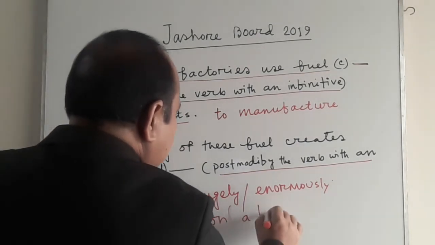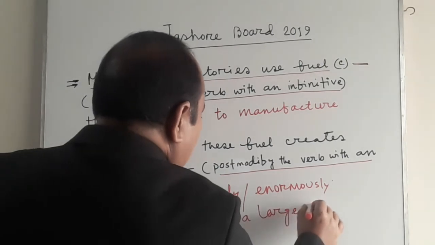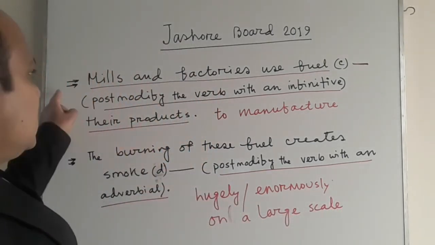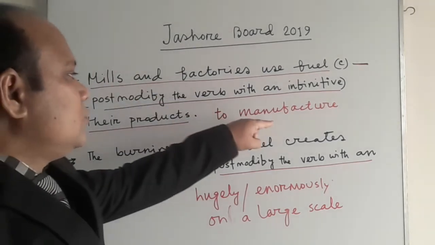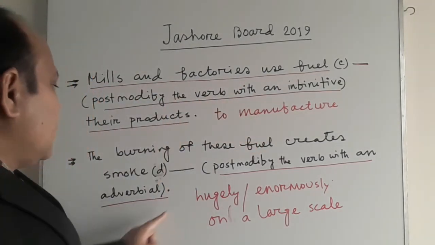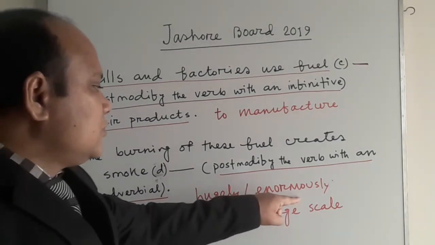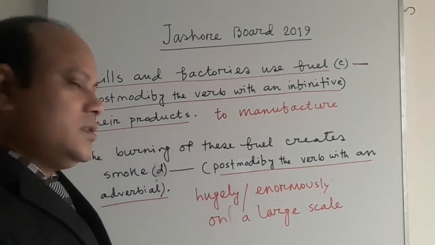On a large scale. So the answer of C is to manufacture, and the answer of D may be hugely or enormously or on a large scale.